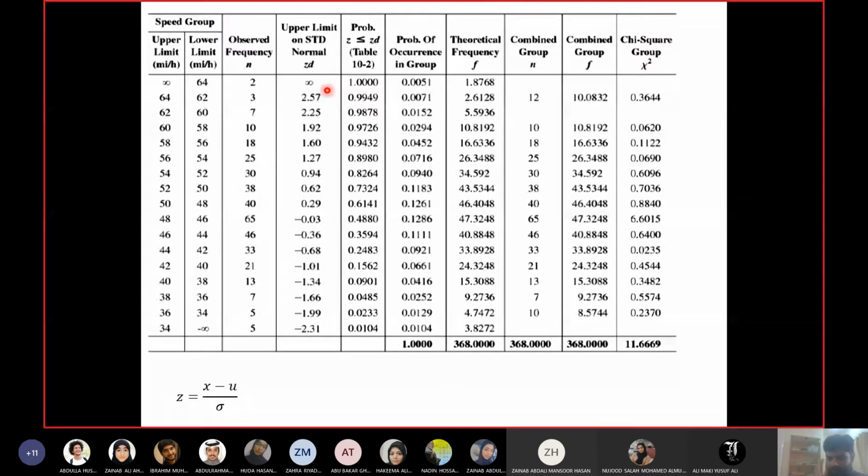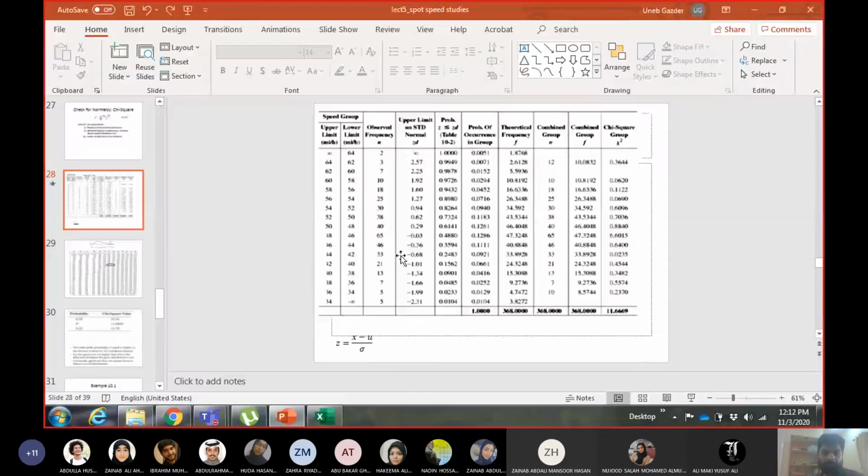Okay, infinity remains infinity. Then I will start the calculation from the next value. The next value is 64. Remember, I am only converting the upper limits. 64. Okay, so let me show you what I get.